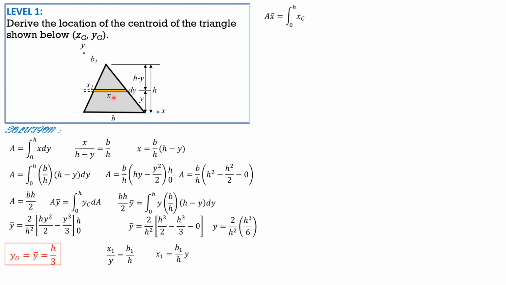So area times x bar equals the integral from 0 to h of x sub c dA, where x sub c is the centroid of the strip. So of course, this is a rectangular strip. From the left, it is x over 2, then plus x sub 1. So x sub 1 plus x over 2. That's the value of x sub c. So x sub c is x sub 1 plus x over 2.